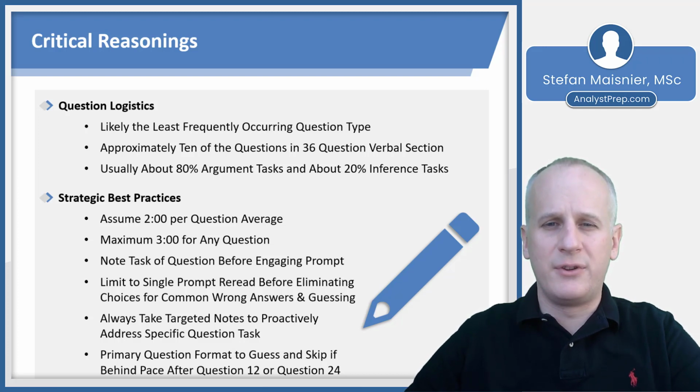If you have fewer than 40 minutes remaining after the first 12 questions, you may consider proactively seeking critical reasoning questions to skip. And if you have fewer than 20 minutes remaining after question 24, heading into the final third, again, you may proactively look for critical reasonings to skip because they are self contained. So it's not like reading comprehension where you have to understand the passage and address 3 or 4 questions. Here, if you skip a critical reasoning, it only impacts that one individual question in the exam scoring.